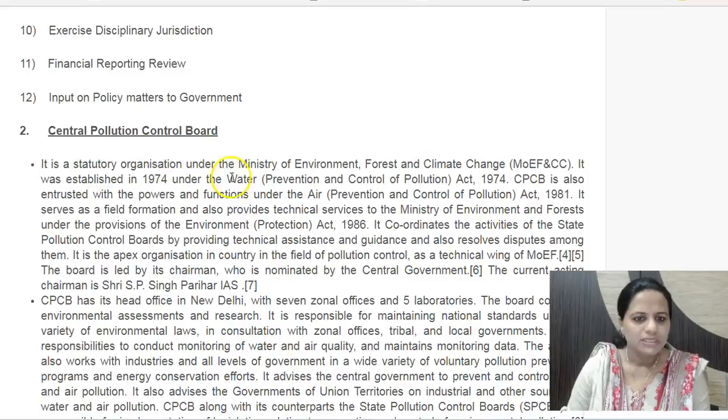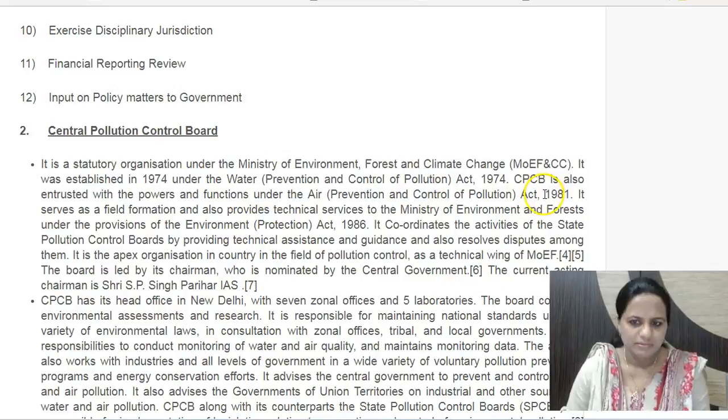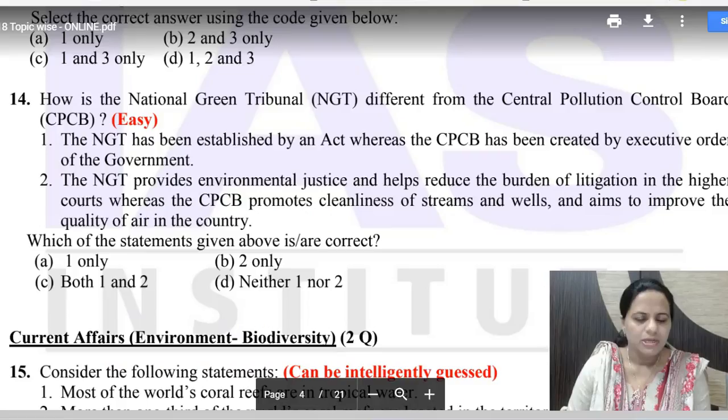It's a statutory body under the Ministry of Environment, established in 1974 under the Water Prevention and Control of Pollution Act. It has been established under an act. Later, it was also entrusted with functions regarding air pollution. So this is the body, the Central Pollution Control Board. So here, one statement, the second part, is incorrect.